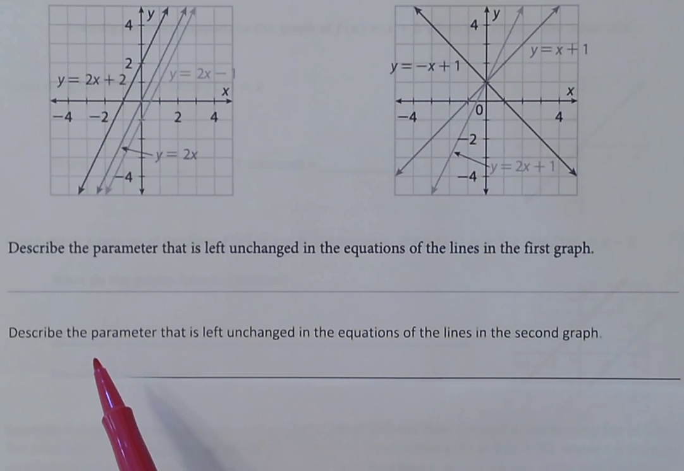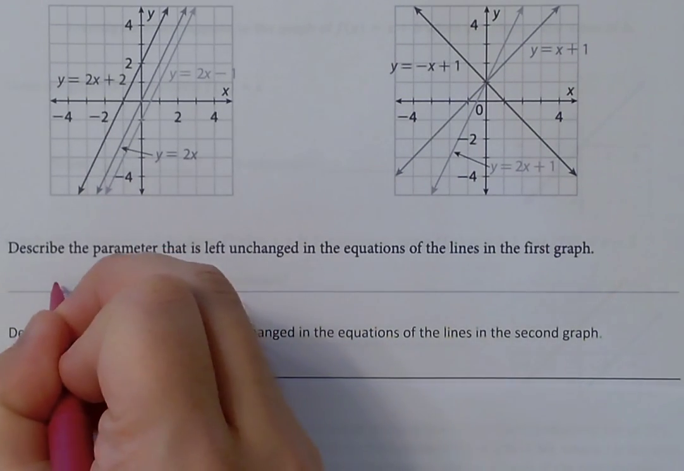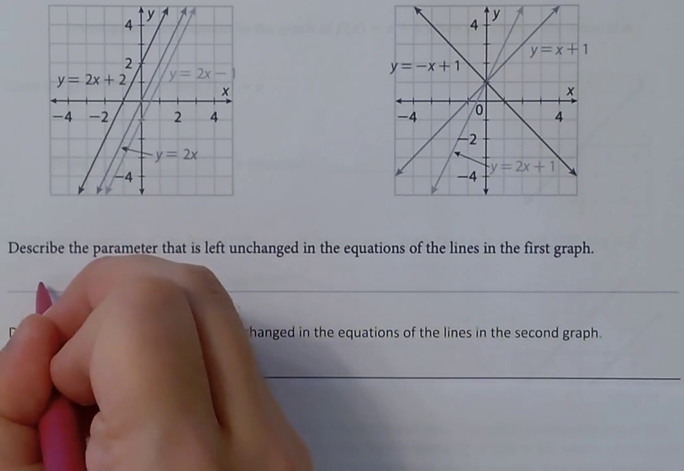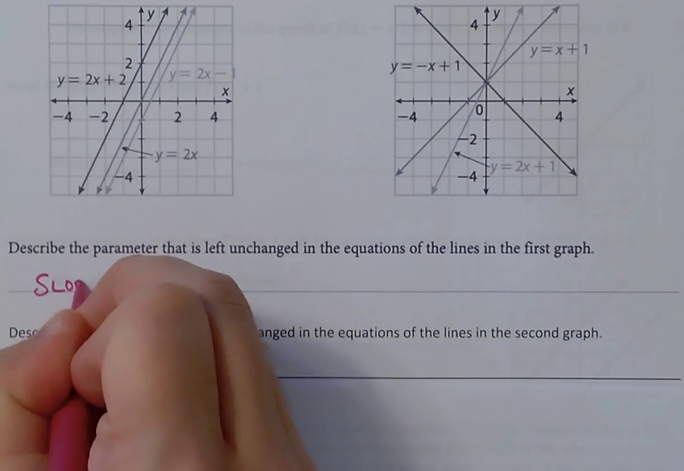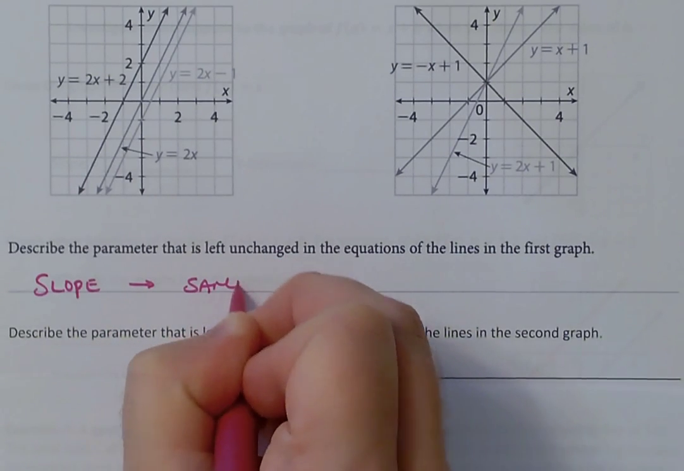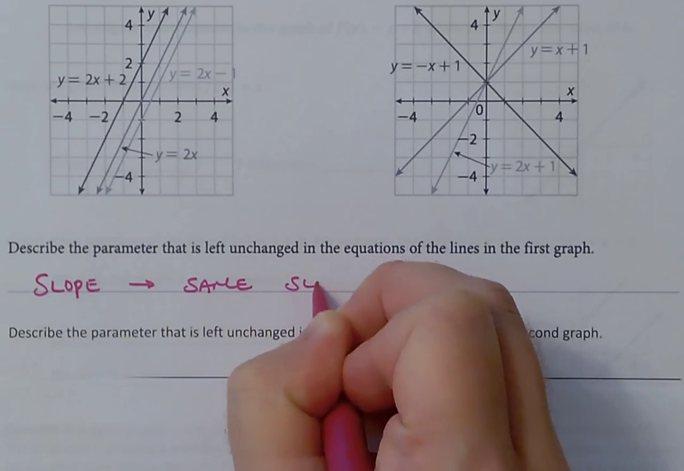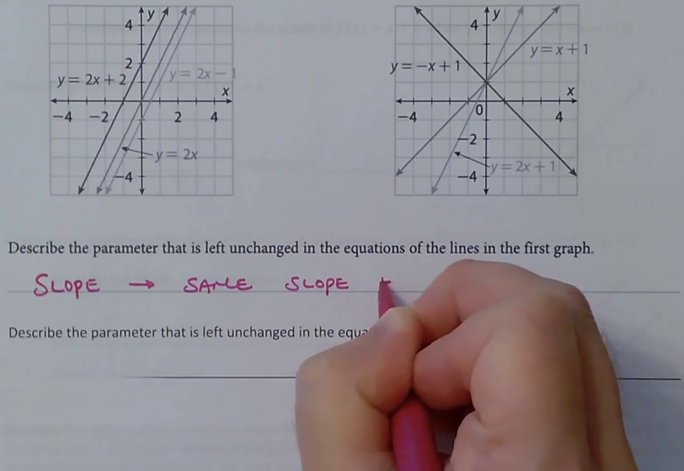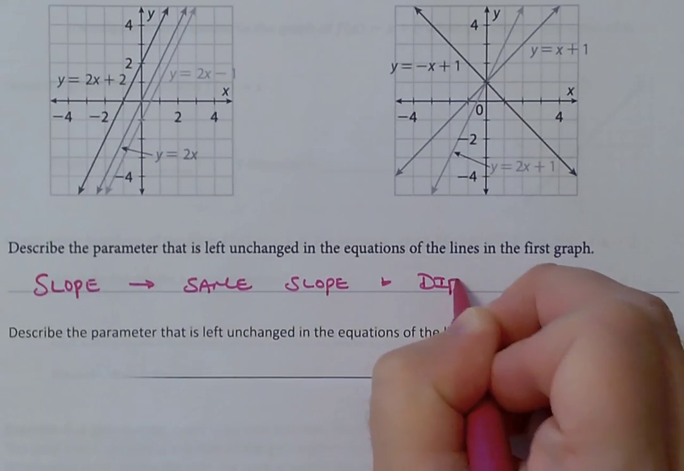Do they cross the y-axis at the same point? They don't. Are they all parallel lines? They are, because they never cross or intersect. So that means that they have the same slope. So the part that is left unchanged is the slope, because they have the same slope and a different y-intercept.